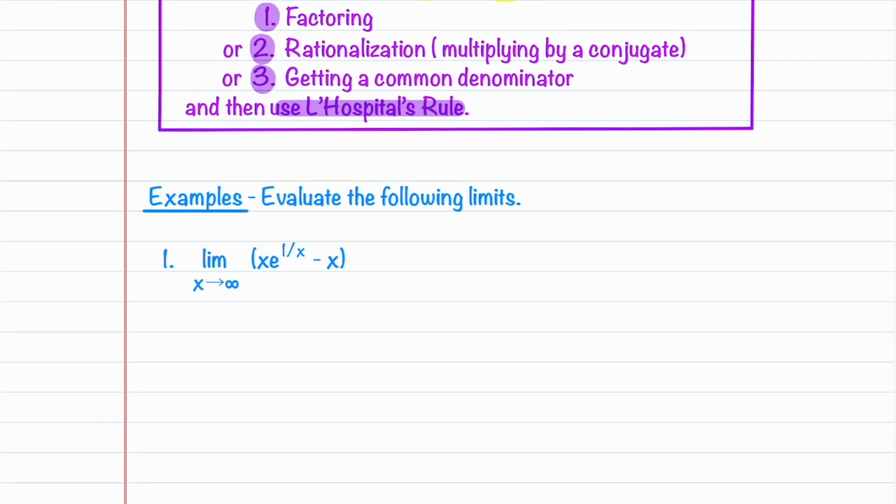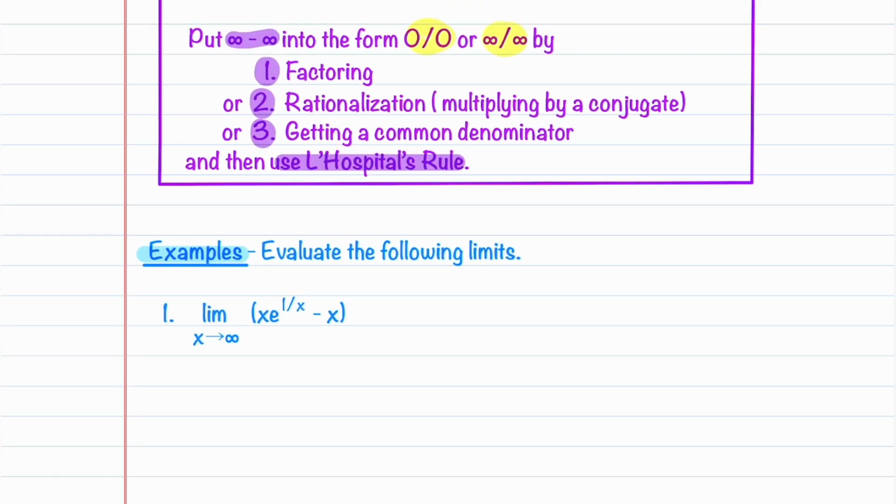We are going to go over 3 examples, one for each of the techniques listed above. We're going to evaluate each limit. The first limit that we're going to evaluate is the limit of x times e to the 1 over x minus x as x goes to infinity.